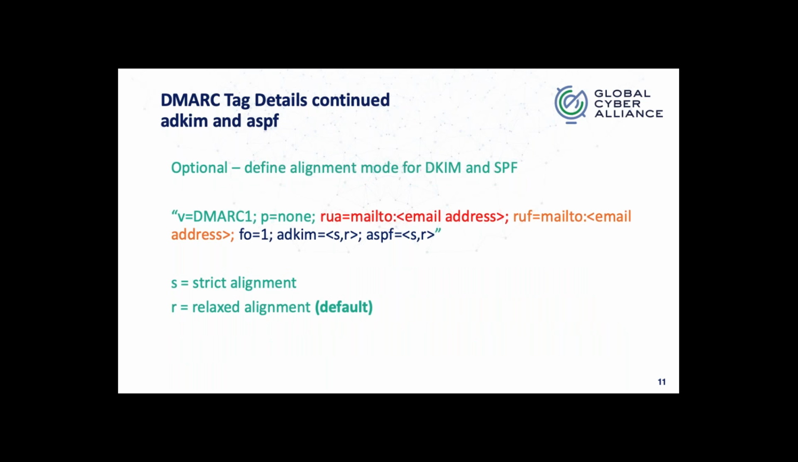Then you have ADKIM and ASPF. This has to do with alignment. We talked about SPF and DKIM in week 2, and we mainly talked about the verification of it, right? So verification is not alignment.